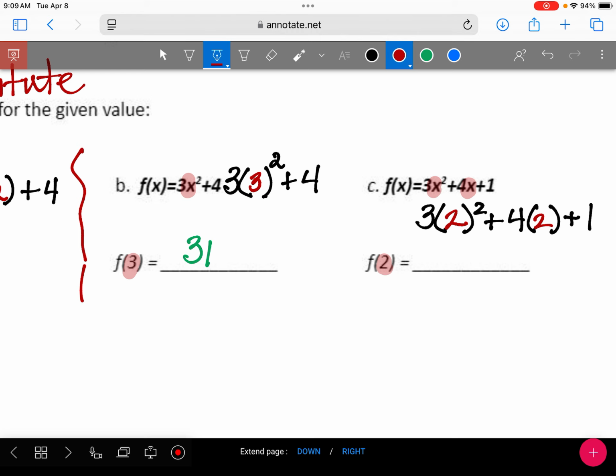All right, Andre got 21. Anyone else get 21? All right, good. So now let's look at our second row. In our second row, we have one function, but 3 different numbers that we're evaluating it for.